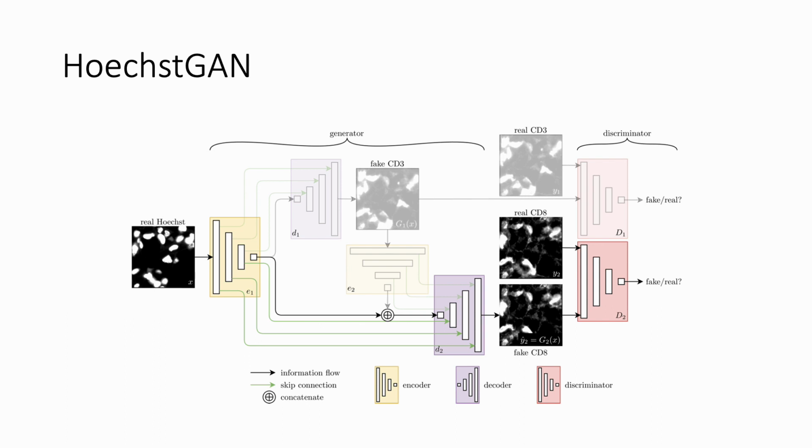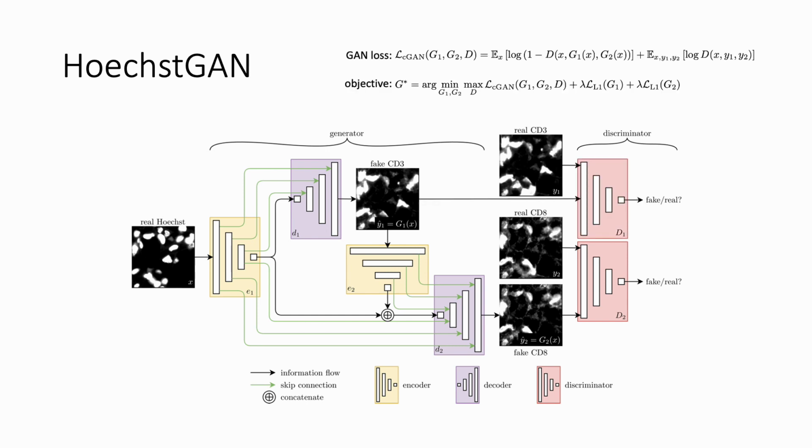Notice first of all that the encoder E1 is shared across both branches. This incentivizes the encoder to learn a latent representation that is mutually beneficial for both output stains. However, notice that the CD8 decoder, which is labeled D2 in the diagram, actually obtains a concatenated latent representation. This consists of not only the encoded input patch, but we also encode the generated CD3 patch and feed that into D2 via a separate encoder. Finally, we modify the typical GAN loss and objective to suit our scenario.